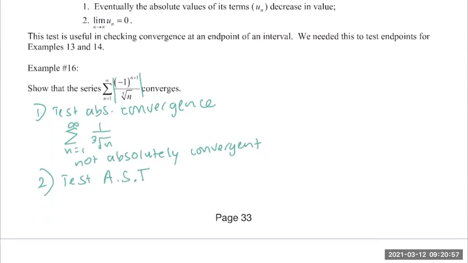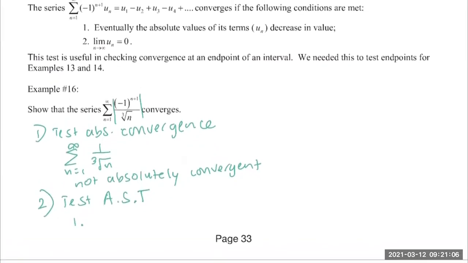And the test for AST is 2 simple statements. Okay, your first statement is that you're going to say, and this is always the absolute value that you're doing, so I dropped the alternating piece to it. And then I want to double check, is the next term less than the previous term? So n+1 term, is it less than the nth term?